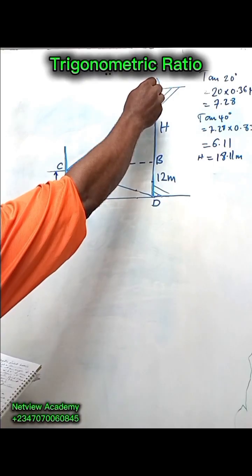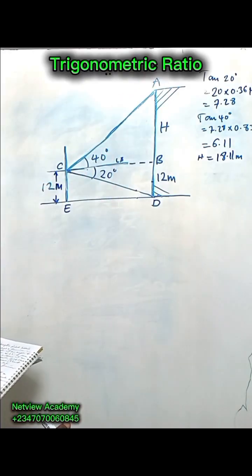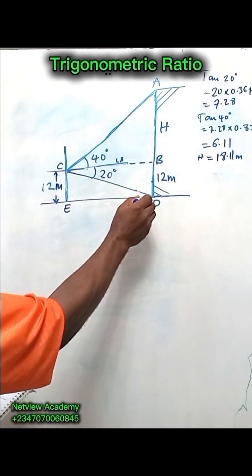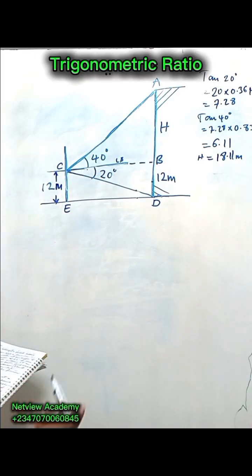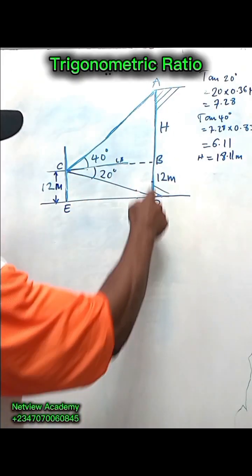This is the top of the nearby building. This is the angle of elevation, 40 degrees. And the angle of depression of its base is 20 degrees. This is the angle of depression, the base of the building, 20 degrees. The question says we should calculate the height of the nearby building, that's the length of AD.